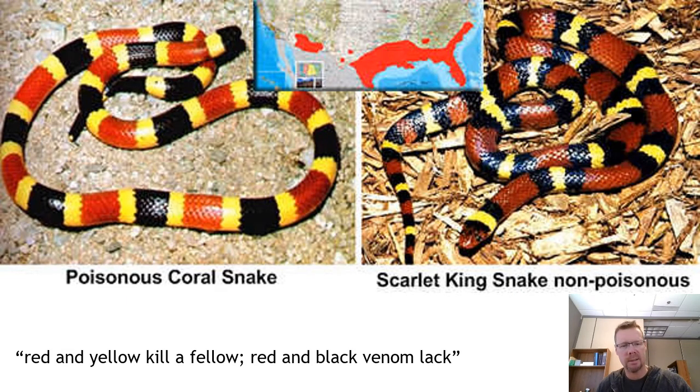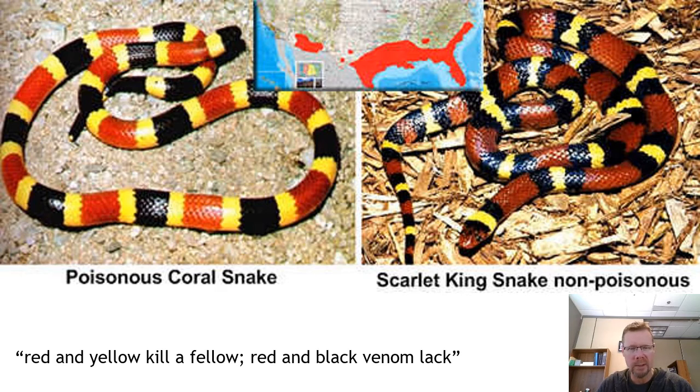Here's another comparison of a poisonous snake to a non-poisonous one. The poisonous snake here is the coral snake, the one on your left, and the scarlet king snake, non-poisonous. Now you're not going to see these in our area. They are, as you see on that little map there on the upper middle portion of the screen, in the lower United States. You can see them typically in warm and dry areas, but you might find them in some wet areas as well.